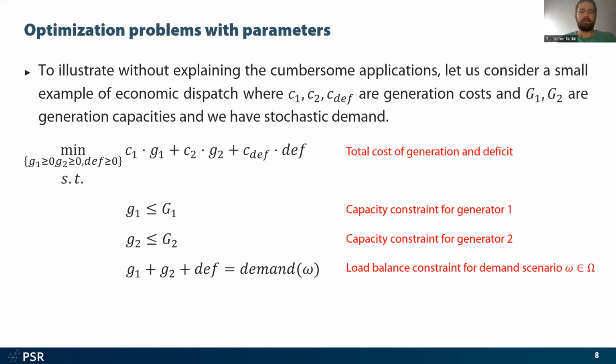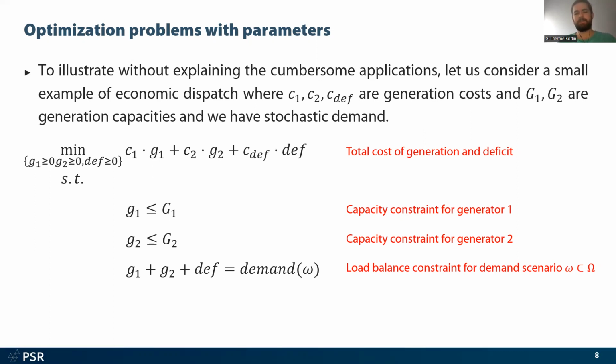To illustrate the presentation without explaining the cumbersome applications, which can be quite difficult, let's just consider a small example of economic dispatch, where you have some costs of generation and some generation capacities. And we have some stochastic demands, for example, 1,000 scenarios of demand. This is a quite common power system example, where we have to deliver all the energy at the minimum cost.